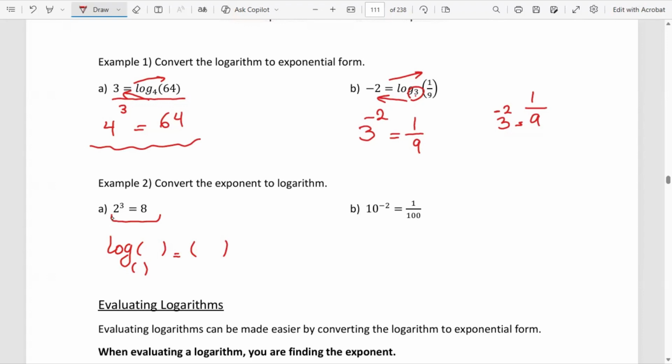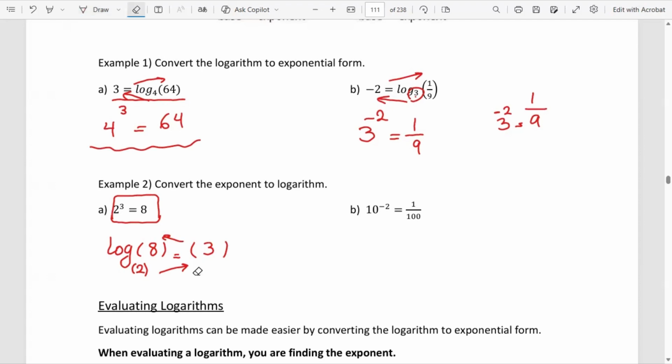When you are reading this exponential term, you say 2 to the third power. That means you start with the 2, you start with the base. So the base is 2, go in the zigzag direction, 2 to the third power is equal to 8. Which means the log base 2 of 8 is equal to 3. And you don't need to leave the parentheses; you can erase them. This is how we write it in log form.